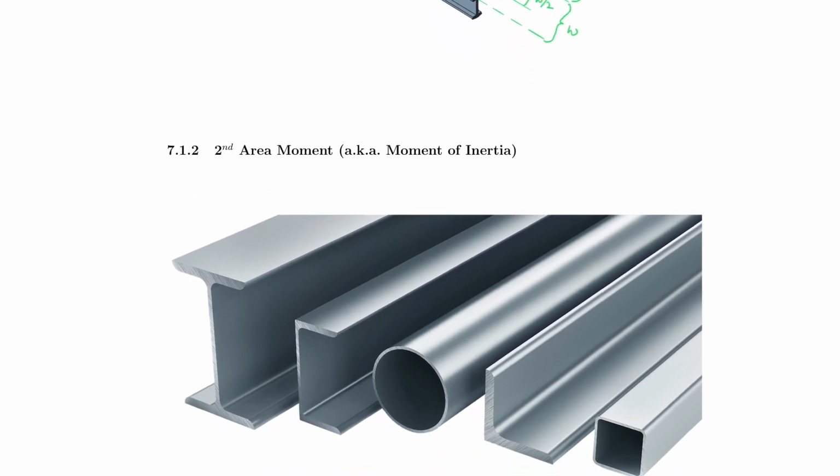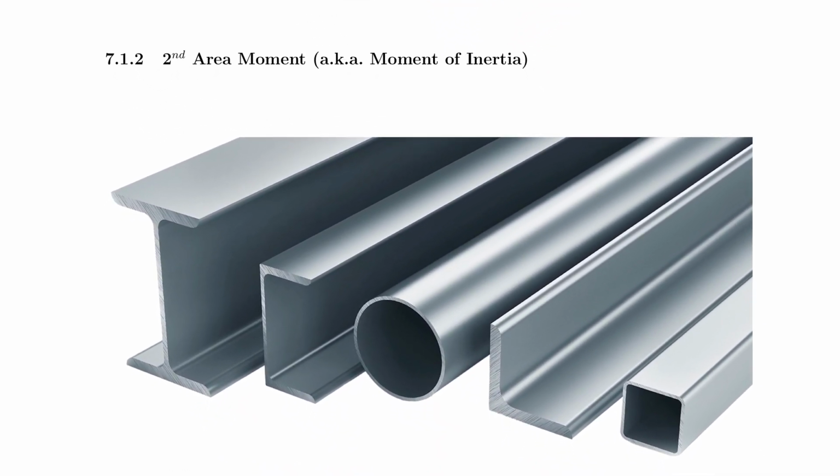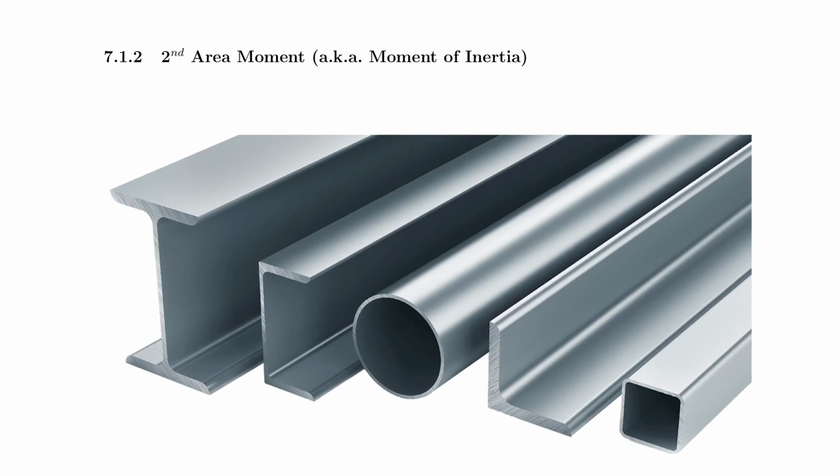So let's now talk about the second area moment for different shapes. Here we see first what's often called an I-beam, but actually this is an S shape, or sometimes when they are wider they call it W shape, W for wide. This here would actually be an S shape. However, engineers would always refer to this as an I-beam.